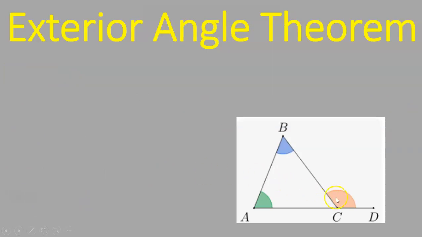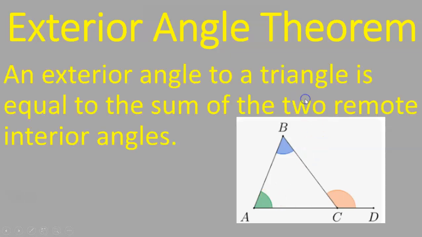One more kind of offshoot of this is the exterior angle theorem, which I won't prove here. It's not hard to prove, but this orange angle BCD here is an exterior angle. It's an extension of a triangle on the outside. B and A are called the remote interior angles to that. Okay, the remote interior means not the interior angle that's adjacent right beside it, but the other two. Okay, and the rule is that the orange is equal to the blue plus the green. Or, in words, an exterior angle to a triangle is equal to the sum of the two remote interior angles.